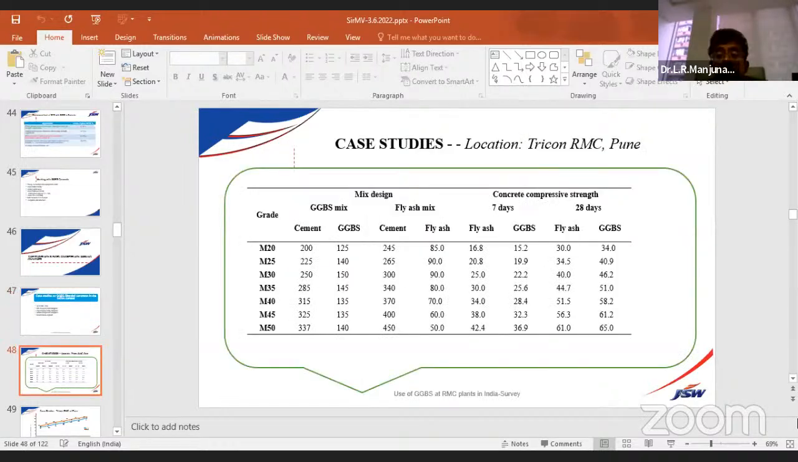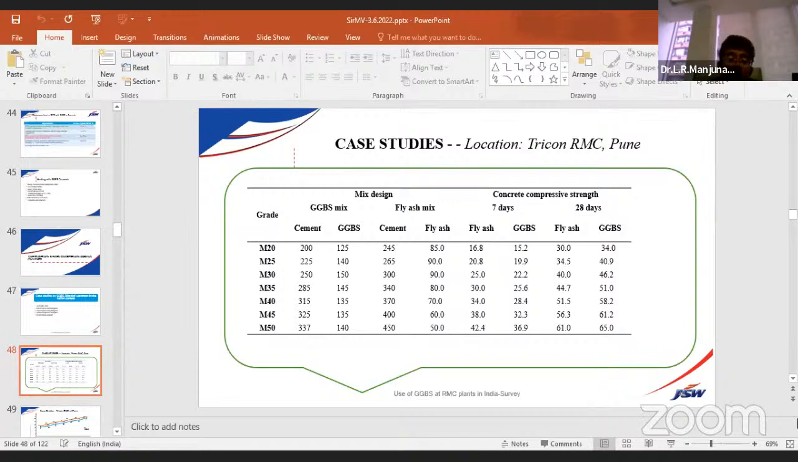Okay. This is a case study at Nirmiti Kendra, Pune, where we have done M20 to M50 grades of concrete, both cement and GGBS combination, and cement and fly ash combination, with various percentages. You can see the 7 days and 28 days results. 7 days results with fly ash are a bit better. The reason being the replacement levels are low with OPC, because you have more clinker to hydrate.